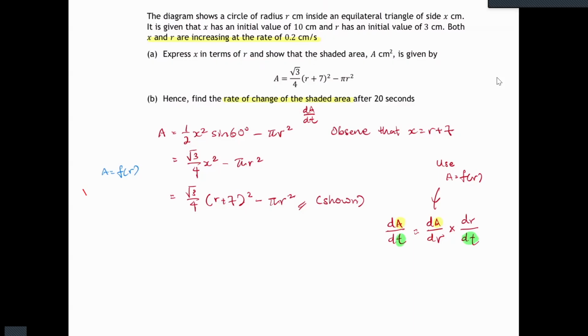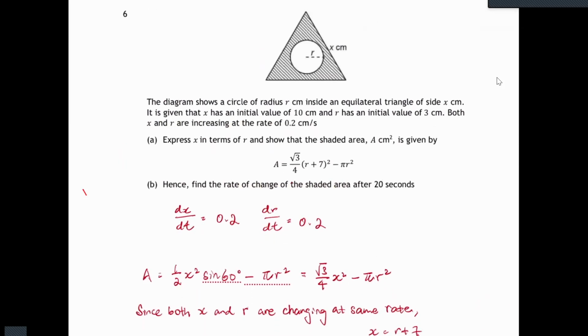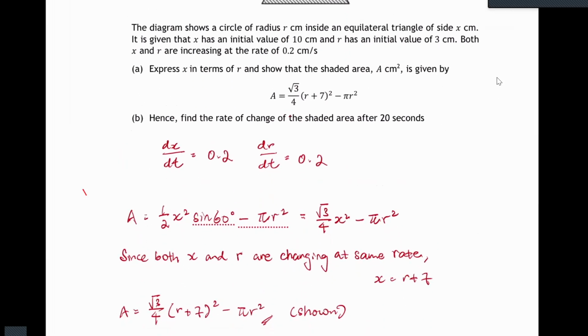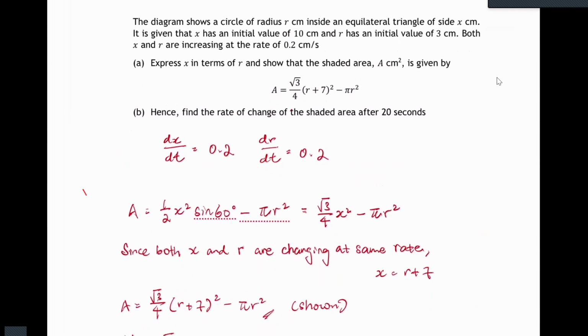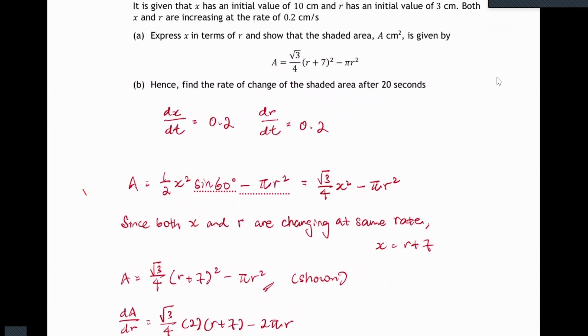Let's go. So let's talk about this. We have A equals to this function. We differentiate A equals root 3 over 4 (r plus 7) squared minus pi r squared. Differentiate this expression with respect to r. We'll get something like this. Go through the differentiation a bit. First one is just power rule. We bring down the 2. Then we are done. So r plus 7. Then pi r squared we differentiate. We'll get 2 pi r.